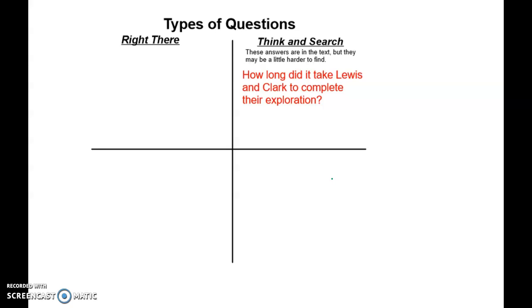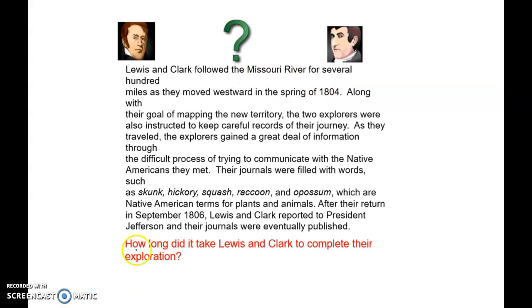The answers are in the text, but I might have to look in a couple different places and put things together to get it. So let's go back to our text and look at our text. So how long makes me think I am looking for times? So here we have spring of 1804, that's a time. I'm looking at September of 1806. So if I put those 2 pieces together, I know it took them about 2 years. So it took Lewis and Clark about 2 years to complete their exploration. I know this because they began in the spring of 1804 and finished in September 1806.